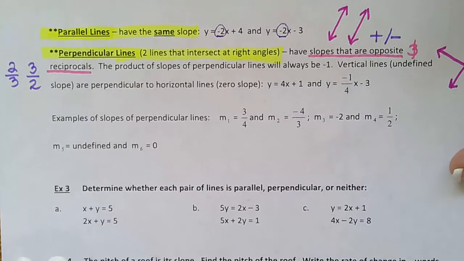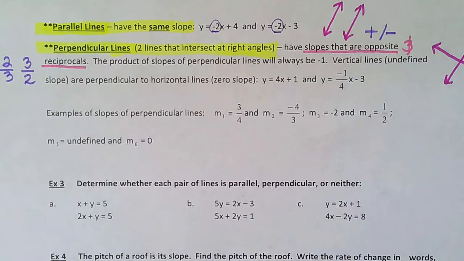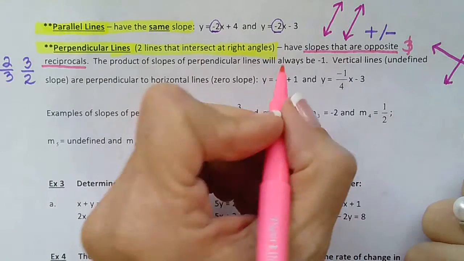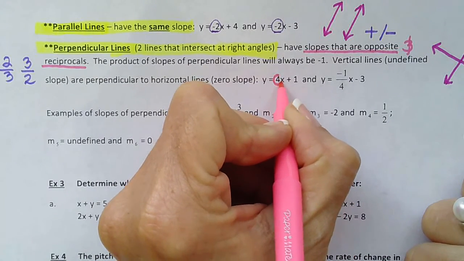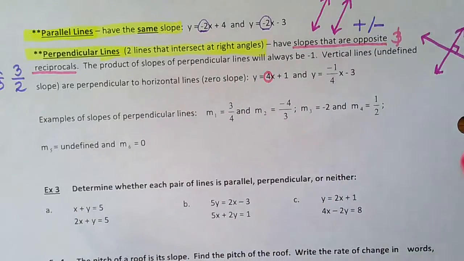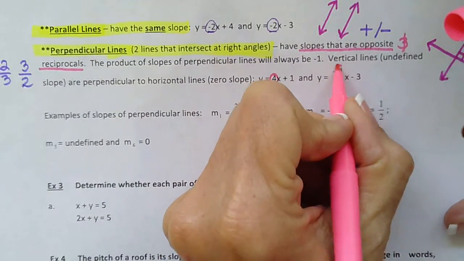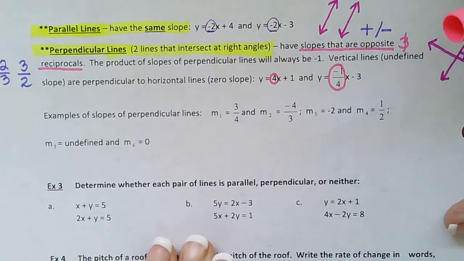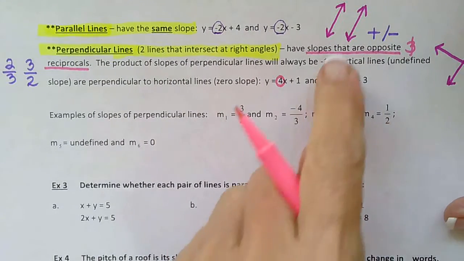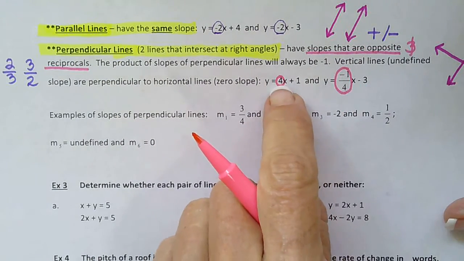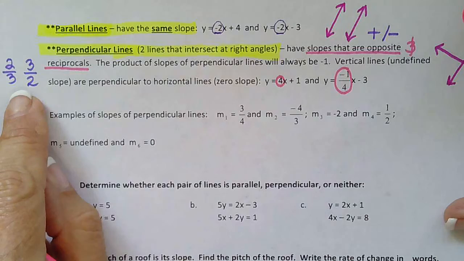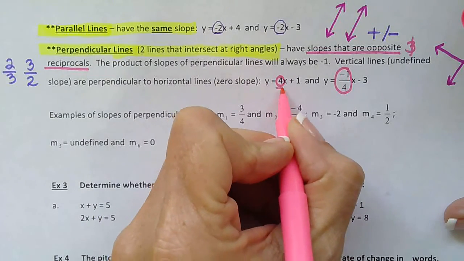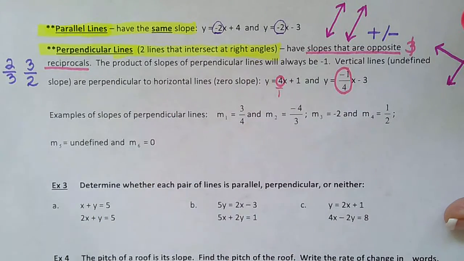So I've listed some here for you to see. This first equation, y equals 4x plus 1. Does everybody agree the slope is 4, right? It's always what's in front of the x. And on this one, it's -1/4. So let's verify that both things are true. Do they have different signs? Yes. One's positive, one's negative. Are they reciprocals? Yes. One is 4/1, and the other one is 1/4. So both things have to hold true for us to say that they're perpendicular.